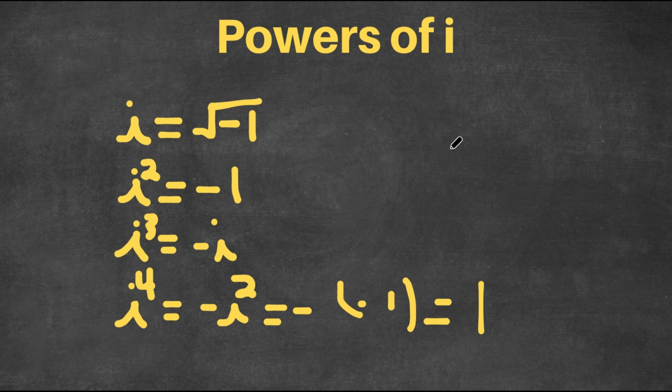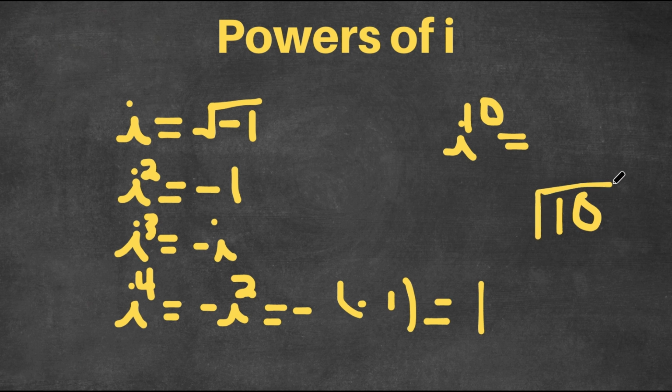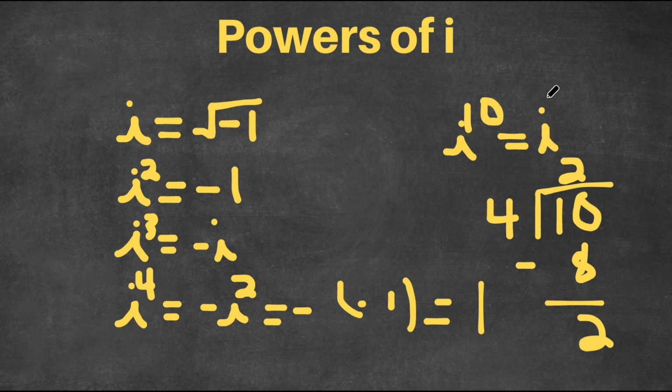And how we do that is, well, let's say we have i to the power of 10. What we're going to do is divide our exponent here, 10, by 4. So how many times would 4 go into 10? Twice. Twice is the most amount of times 4 can go into 10, and that would get us to 8. And our remainder here is 2. So this is equal to the same value as i to the power of 2, and this means that this is equal to -1. So -1 would be our answer.